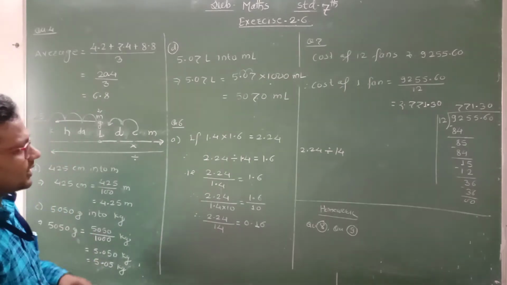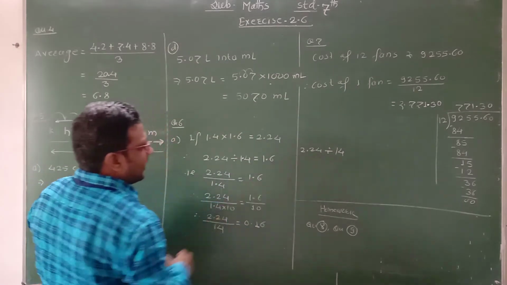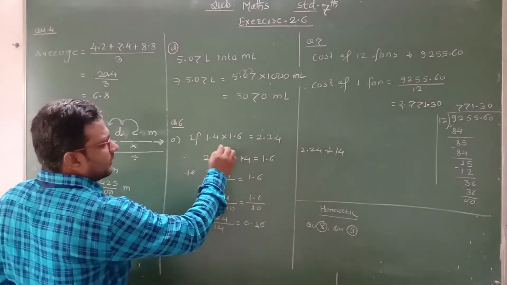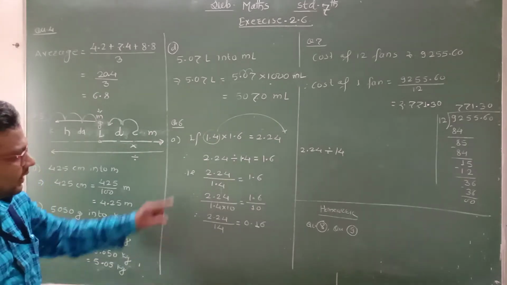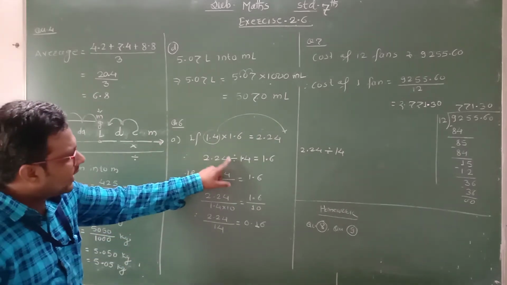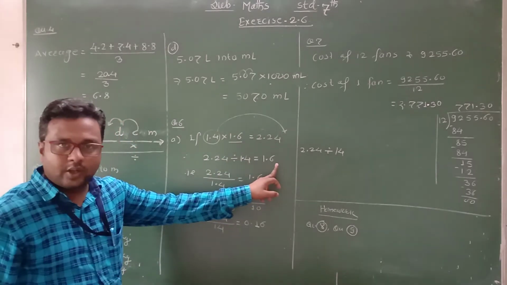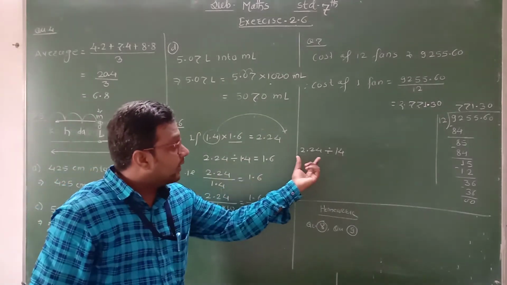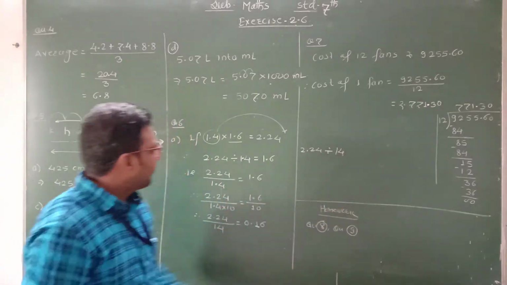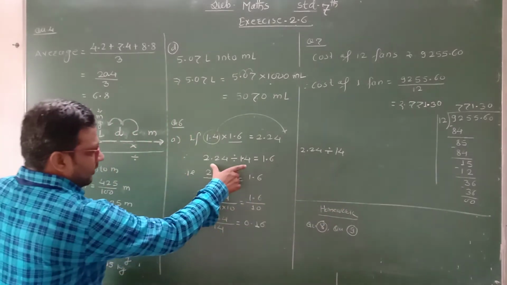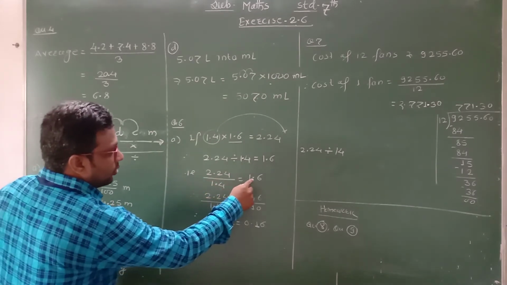To solve such types of questions, first you write this question in this form. Here we transfer the 1.4, it will come in division. Therefore 2.24 divided by 1.4, then what is remaining here? 1.6. Now what do we have to find out here? Division of 2.24 by 14. Clear? That is, we write this division as 2.24 divided by 1.4 is equal to 1.6.